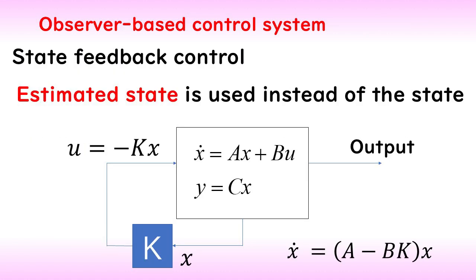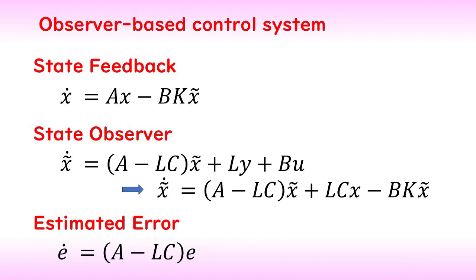In the state feedback control, the estimated state is used instead of the state value. This slide shows the observer-based control system. We can find u equal minus K x tilde is obtained. The entire system is given by these equations.